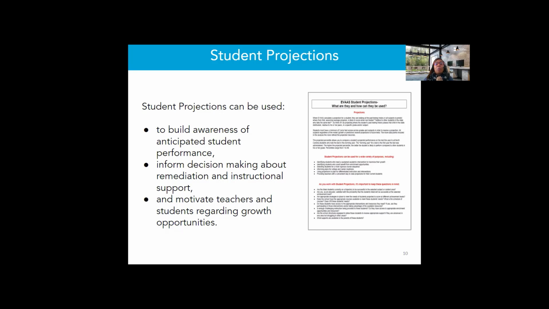So we can use them for so many different things. It's not only just how to figure out where students are supposed to be at the end of the year. So when we dig in a little bit more, you may see some other things come out.